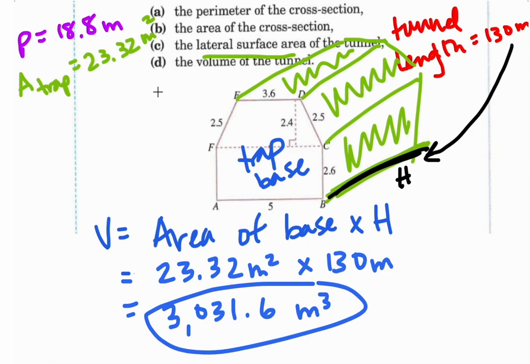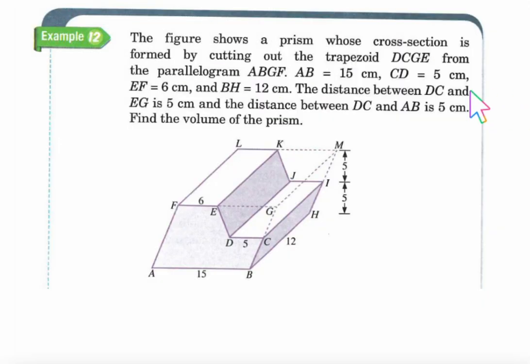So keep those calculations, they're going to come in handy. They're all kind of related to each other, right? Okay, one more example from the book. Example 12. The figure shows a prism whose cross-section is formed by cutting out the trapezoid DCGE. So there's an invisible trapezoid here that they cut out, and you'll probably see that because of the dotted lines. So the trapezoid actually doesn't exist, but they're thinking, this is a weird shape, right? We can all agree this is a weird shape.